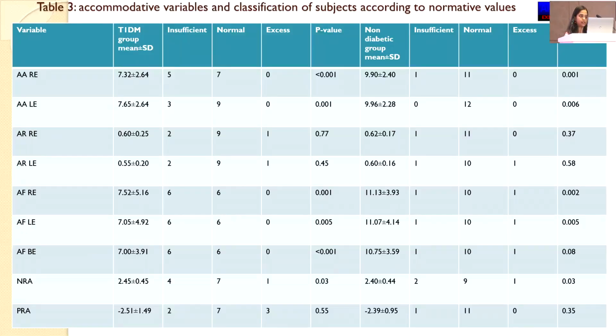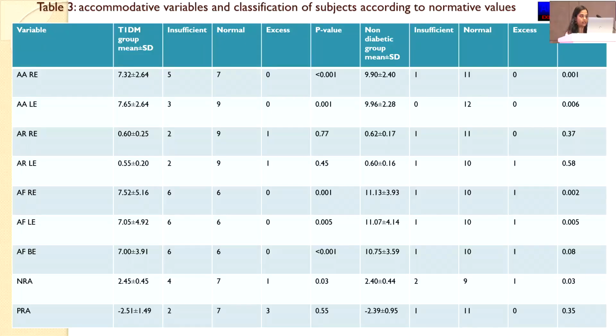Amplitude of accommodation in the diabetic group was 7.32 plus minus 2.64 in the right eye. In the left eye, it was 7.65 plus minus 2.64. In the non-diabetic group, it is 9.90 plus minus 2.40 in the right eye, and 9.96 plus minus 2.28 in the left eye.